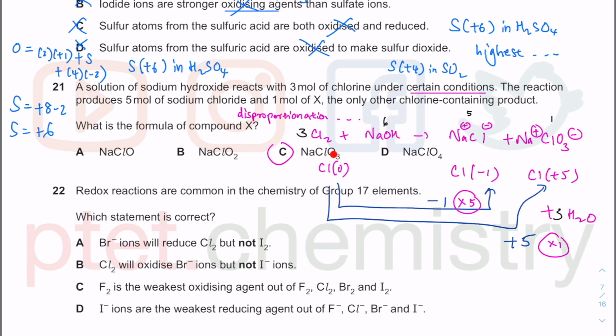But this question is not asking you to balance the equation. It's asking you for the formula of the other chlorine-containing product, in addition to the chlorine -1 in sodium chloride there. Which is why you get 5 mole of sodium chloride and 1 mole of NaClO3.